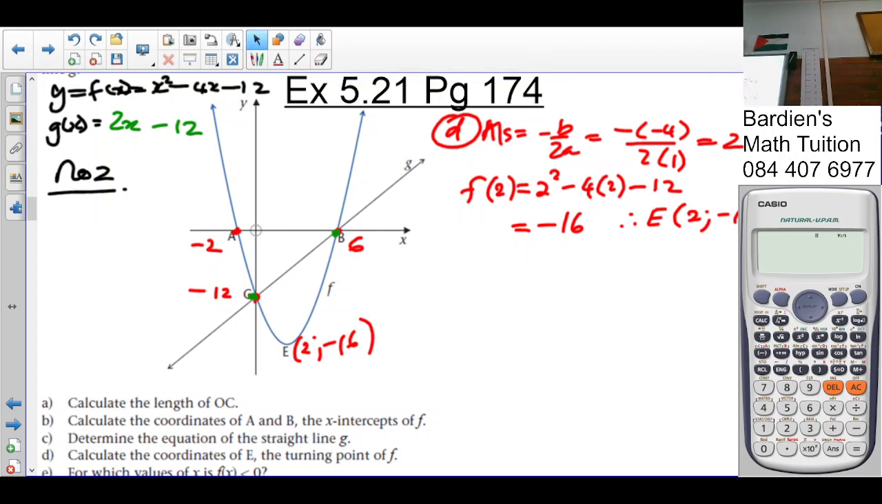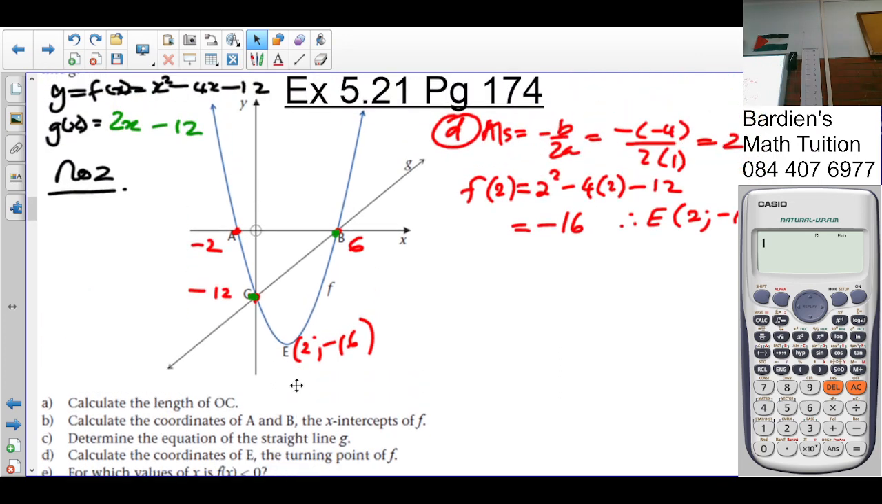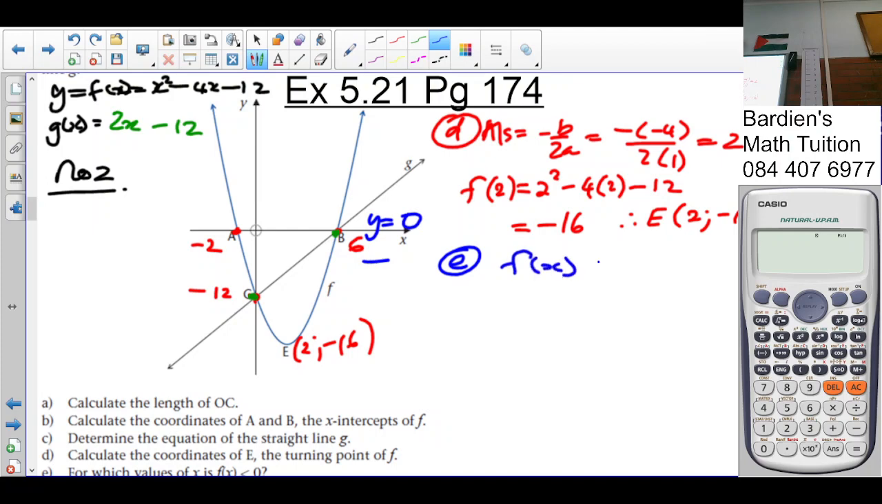In the next part, we are told for which values of x is f of x less than 0. What does that mean to say? f of x must be negative or below the line. So here's your f of x graph. You've got y is equal to 0, it has to be below 0 then. Not so? So f of x is less than 0.